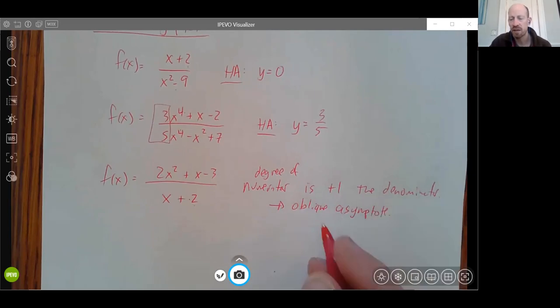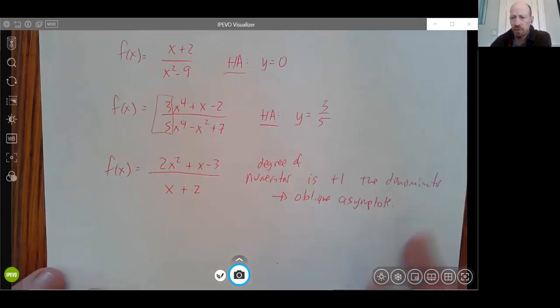And oblique, just in math here for this situation, it means like an angle. You know, like your obliques are on the side of your abdominals, but in mathematics, it means kind of at an angle. So rather than a horizontal asymptote, an oblique asymptote is at some kind of angle. And let's see how this works and why this works.